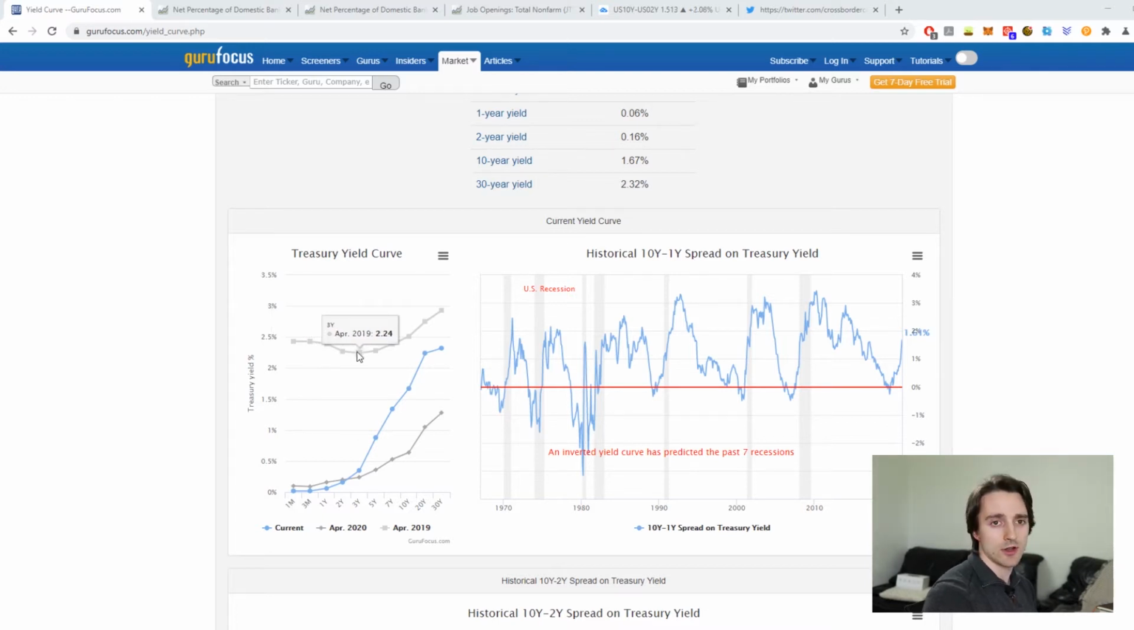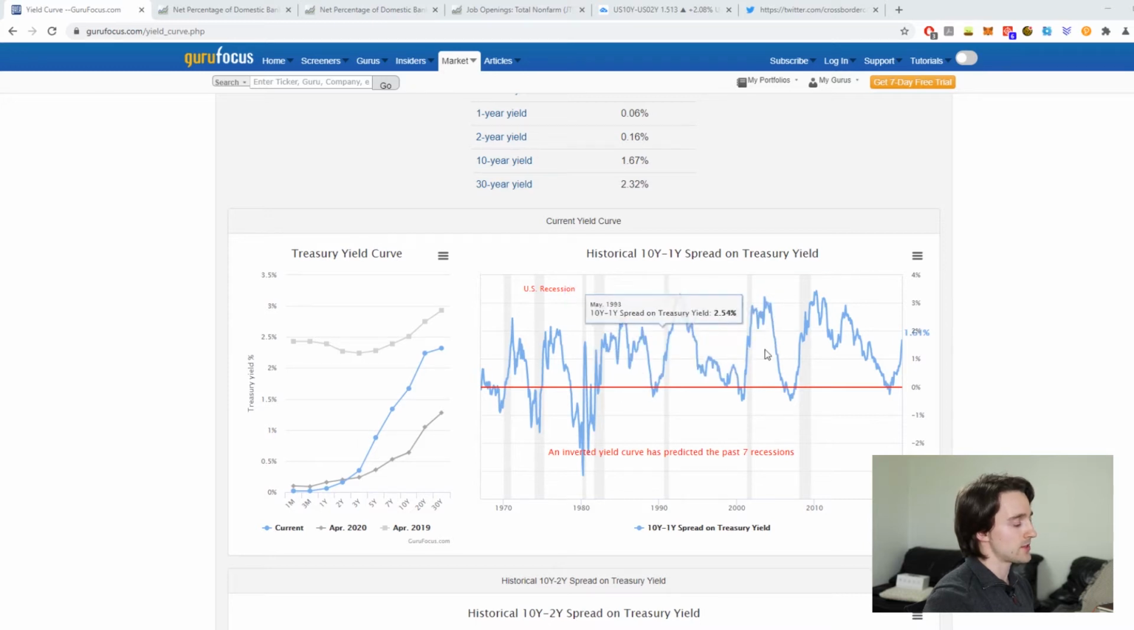As you would imagine, that doesn't really make much sense, and that tells you that there are probably some worrying signs going on in the economy. It wasn't fully inverted because the longer maturities were higher, but this is what it was in April 2019. Anyway, this part just shows you the yield curve at different points in time.